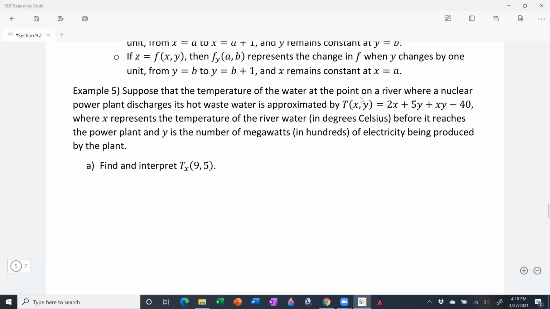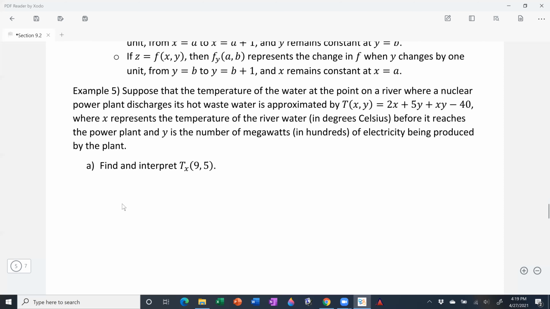This function, capital T, represents the temperature of the water right at the point where the power plant is discharging its waste. So we want to keep that in mind. The overall function is talking about the temperature of the water right at the plant. Okay, x represents the temperature before the water reaches the plant, and y is pretty much how much energy is being produced by the plant at that moment. Okay, so lots to absorb right there, and we're definitely going to write a sentence when we want to answer this question.